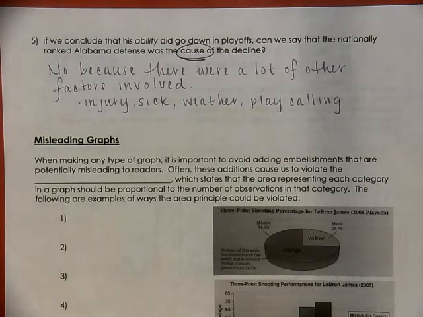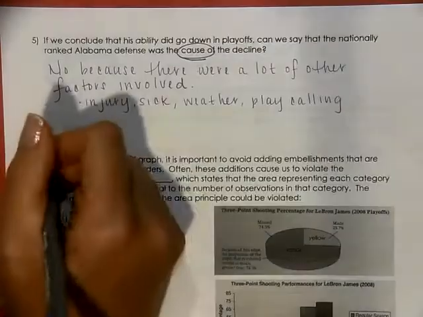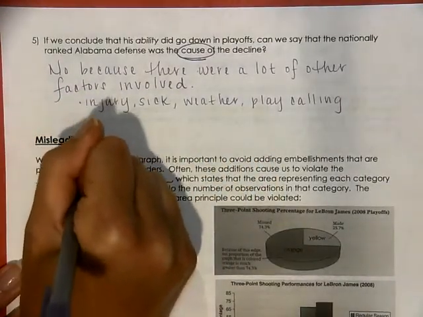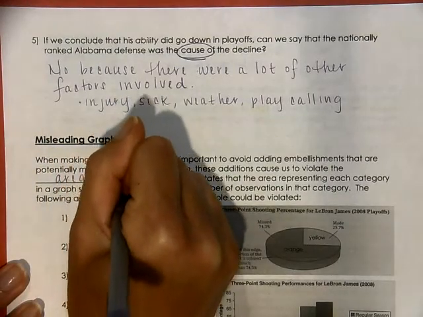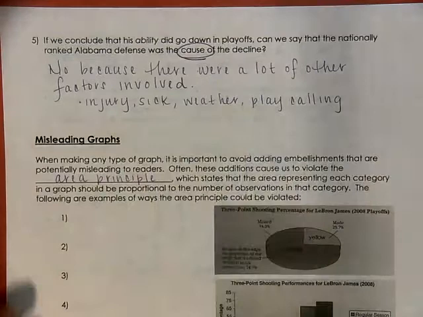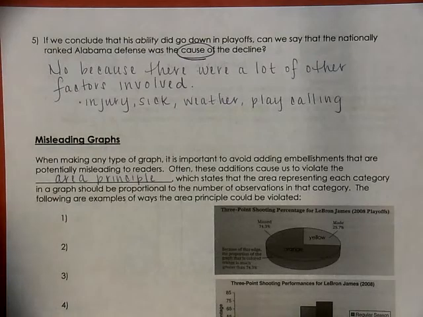So the last thing I want to touch on in this chapter is about misleading graphs. When making any type of graph, it is important to avoid adding embellishments that are potentially misleading to readers. Often these additions cause us to violate what's called the area principle, which states that the area representing each category in a graph should be proportional to the number of observations in that category. Okay, so the following are examples of ways the area principle could be violated.